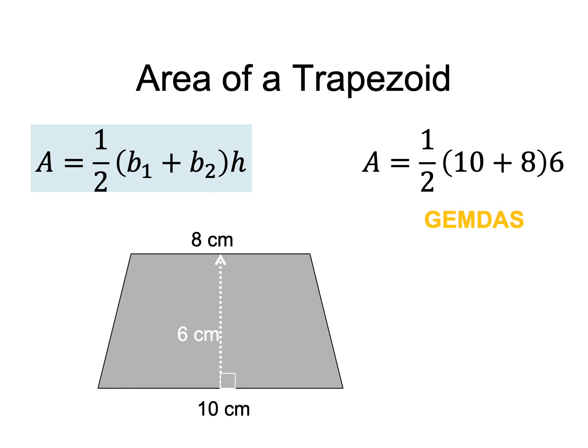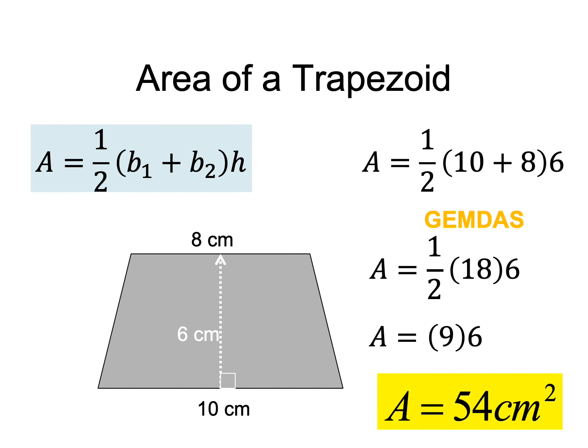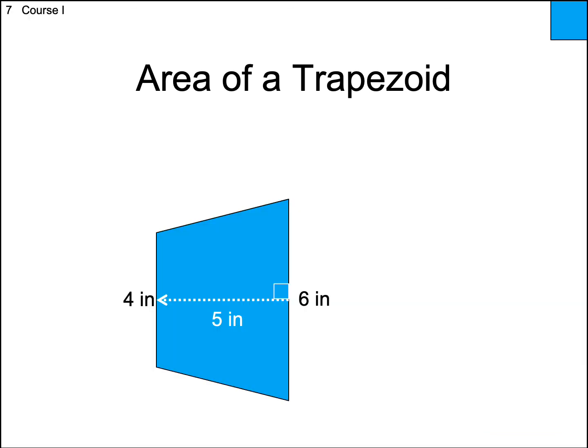10 plus 8 is 18. Okay, do the parentheses first. Half of 18 is 9. 9 times 6 is 54. With a calculator, 18 times 6 divided by 2 still gets you to 54. Got it? All right, let's do one together.